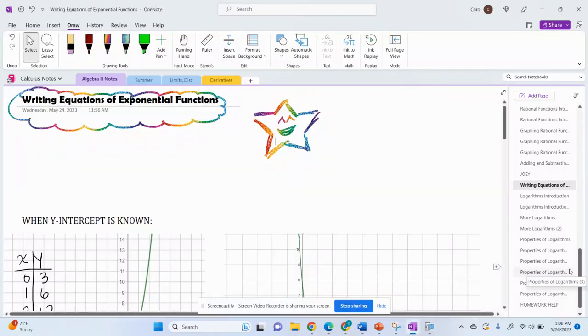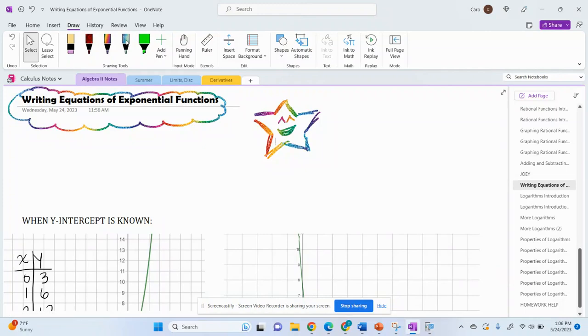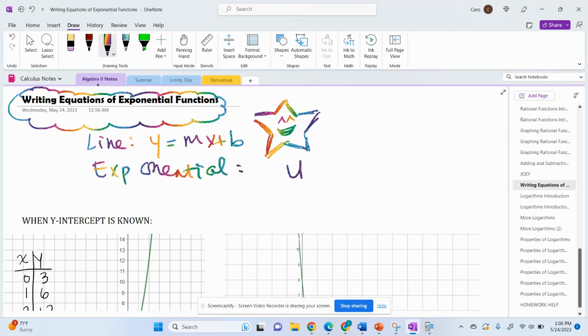Everyone, this is a video that's going to show you how to write the equation of an exponential function if you're given 2 points. So you already know how to write the equation of a line given 2 points. You use mx plus b. If you want to write the equation of an exponential, what we're going to be using is the base formula for an exponential equation, y equals a times b to the x.